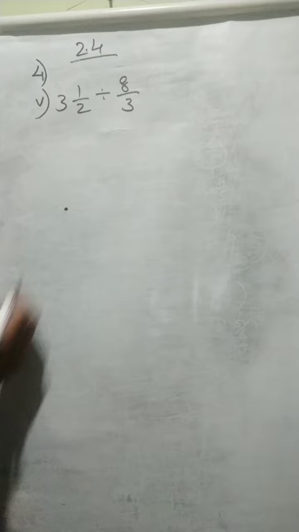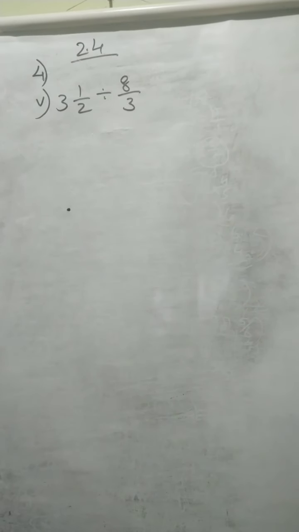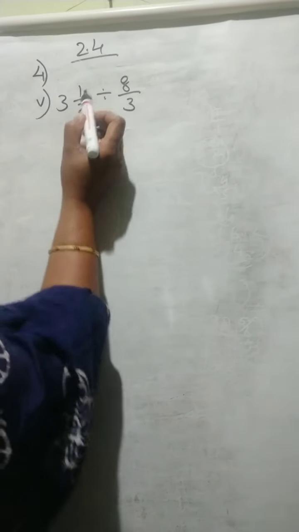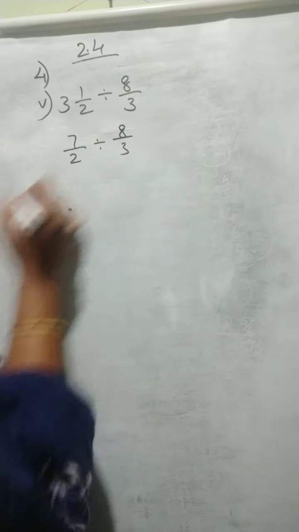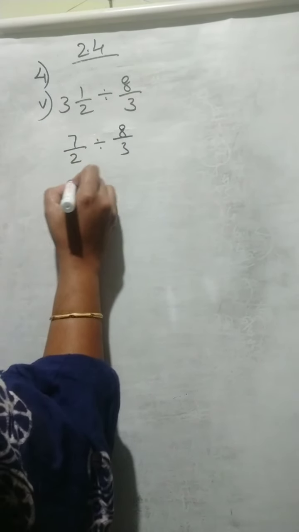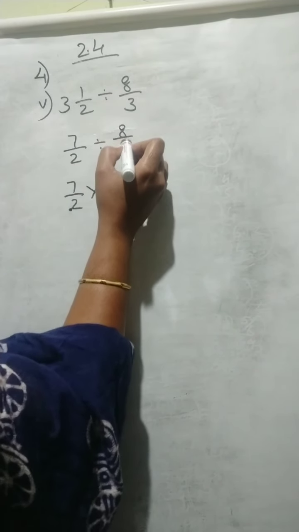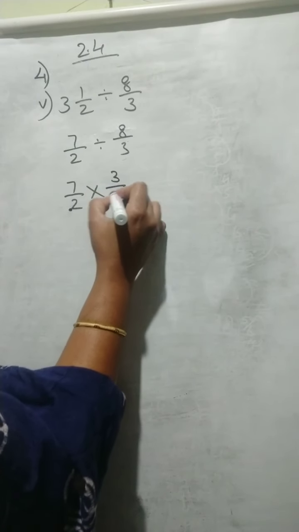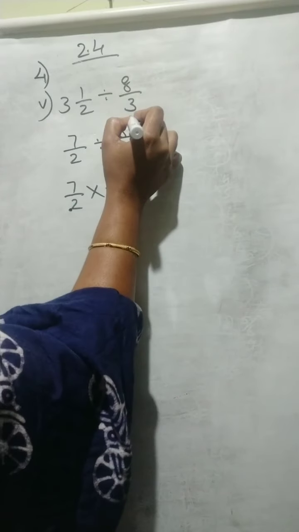Also here a mixed number. We can convert this into an improper fraction. So 3 2s are 6, 6 plus 1 is 7. 7 on 2 divided by 8 on 3. So here, 7 on 2 divided by, we multiply with the reciprocal of the divisor. Here the divisor is 8 on 3. So 3 on 8.